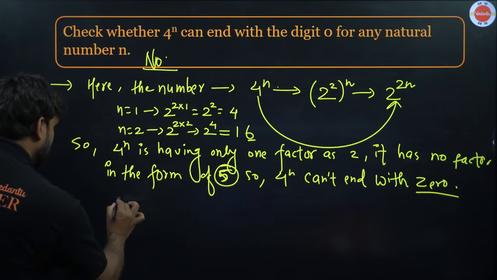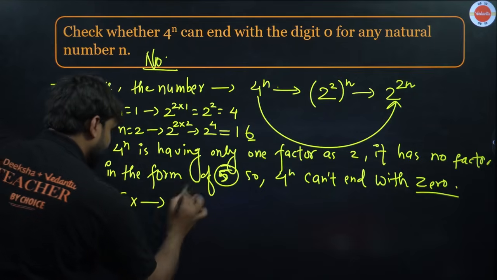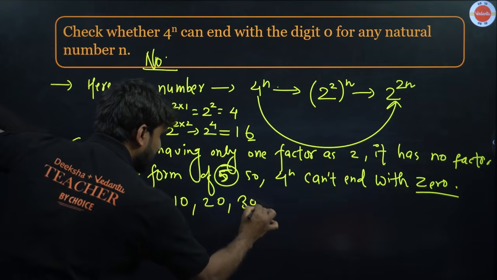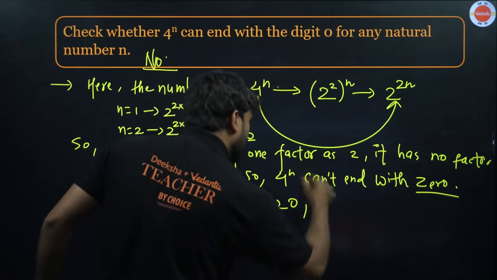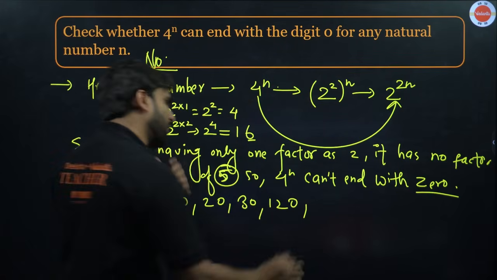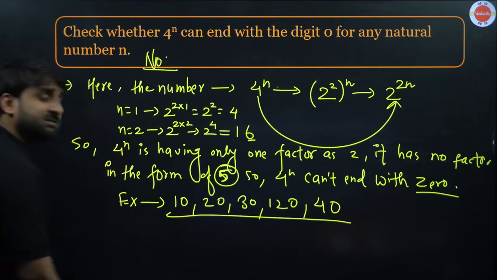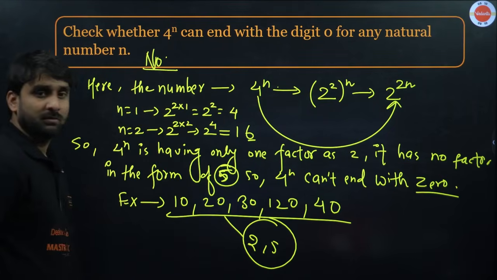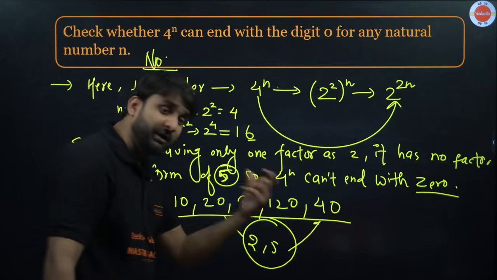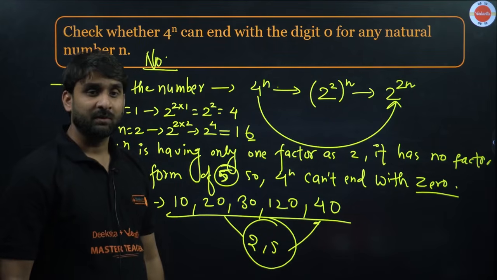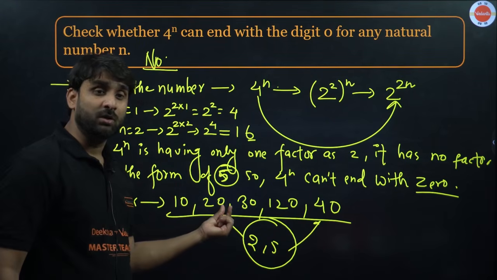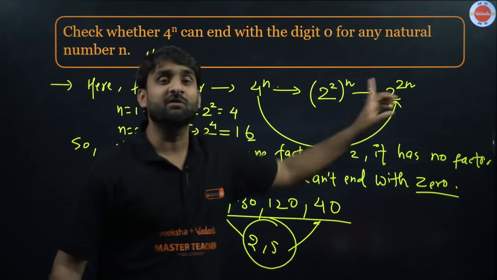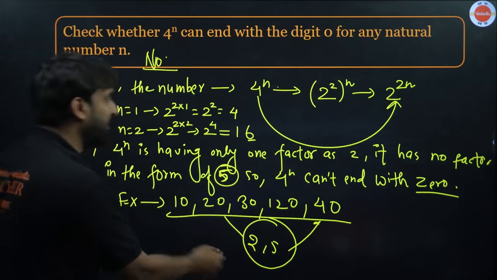Check one example. The first example will be 10, then 20, then 30, then 120. You can take any number which is ending with 0. Take 40. All these numbers can be divided by 2 and 5 both. You can check it once. So all the numbers which are ending with 0 have both factors 2 and 5, but 4 to power n is having only one factor in the form of 2, so it cannot end with 0.